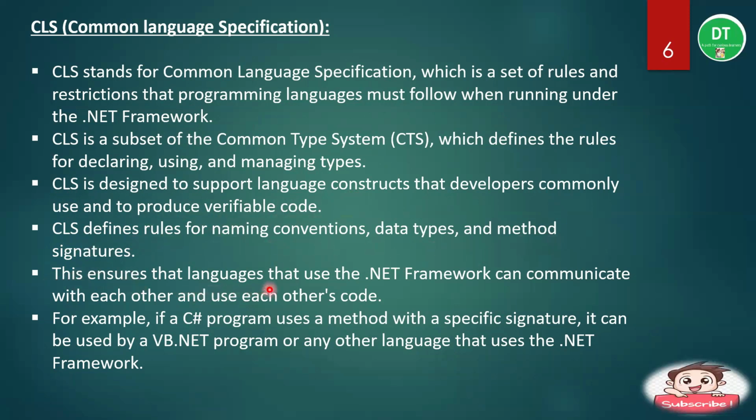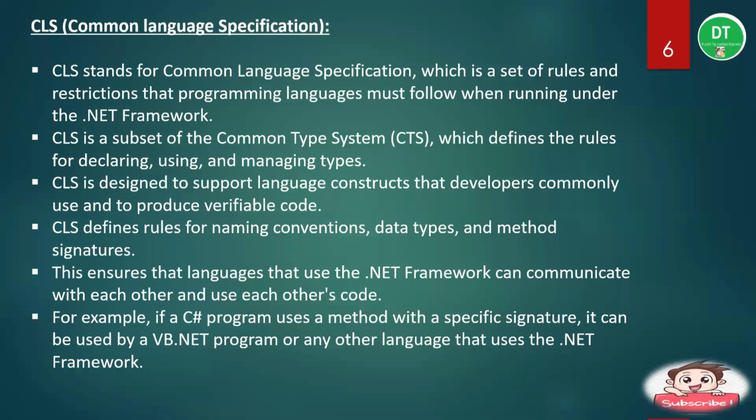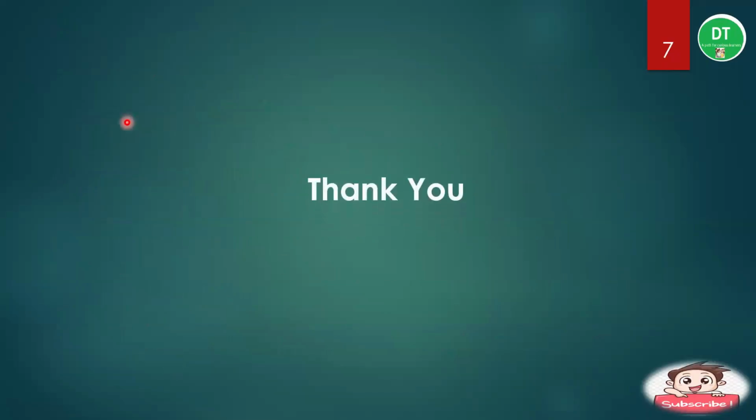This ensures that languages that use the .NET framework can communicate with each other and use each other's code. For example, if a C# program uses a method with a specific signature, it can be used by a VB.NET program or any other language that uses the .NET framework. So this is all about .NET framework and its components.